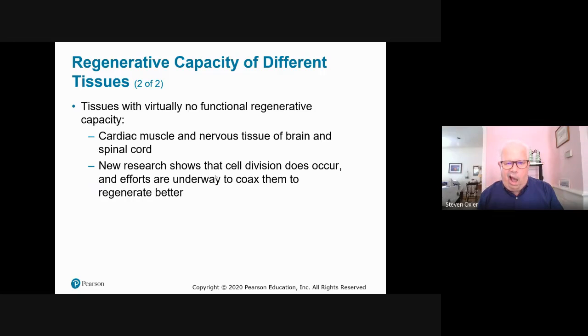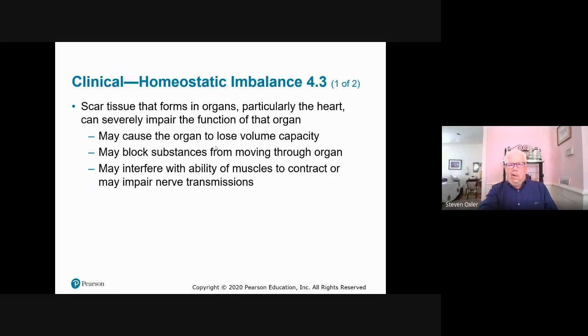Okay? Obviously, there is research every day to try and regenerate these tissues, but cardiac muscle and nervous tissue have no functional regenerative capacity. All right?